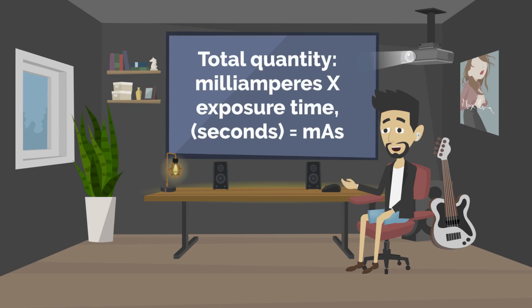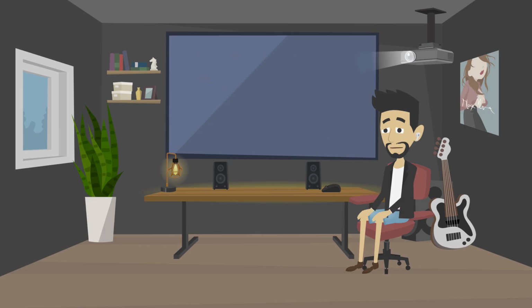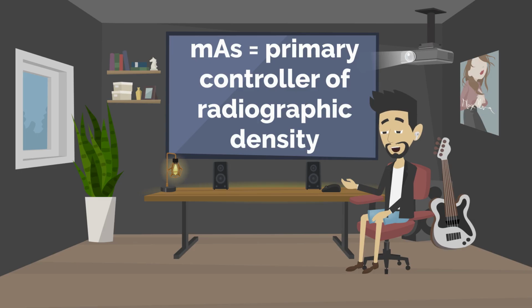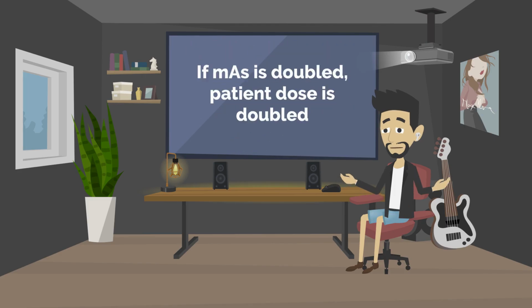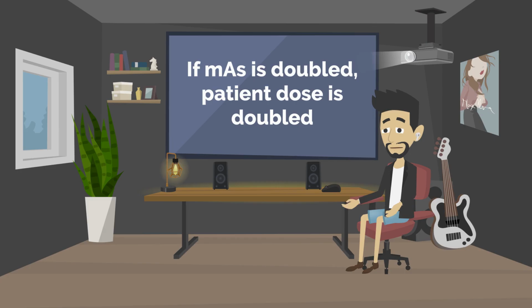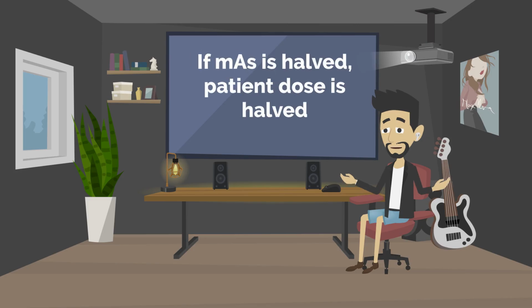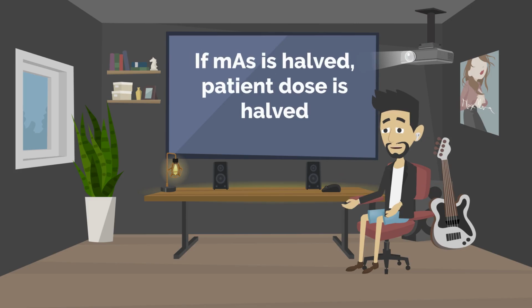Remember, the quantity of exposure and the patient dose are directly proportional to the mAs. The unit mAs is used as the primary controller of radiographic density. It is important to understand that the mA, exposure time, and the resulting mAs all follow the same directly proportional rule regarding exposure and dose. If any of these three factors are doubled, the exposure and the patient dose are doubled. If any of the three are cut in half, the exposure and dose to the patient are cut in half.